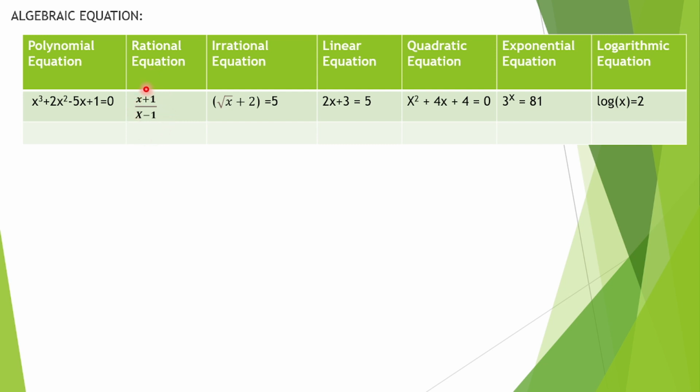In the earlier form, this is an algebraic expression, not an equation. So for an equation, it is necessary to put an equal to some value over here. So this is the example of an irrational equation. This is an irrational equation and this is a linear equation. Similarly, this is a quadratic equation, this is an exponential equation, and this is a logarithmic equation.